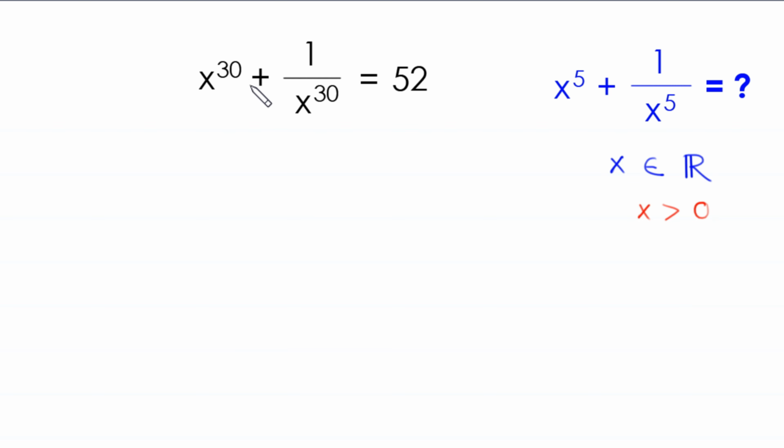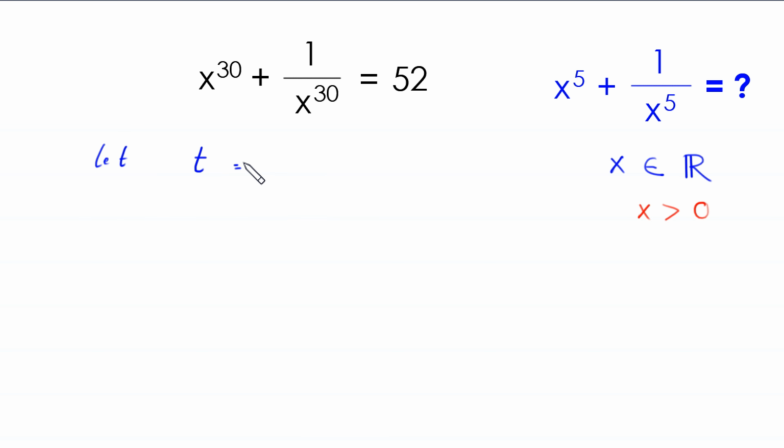x to the power 30 plus 1 over x to the power 30 is equal to 52. Our job is to find all possible values of x to the power 5 plus 1 over x to the power 5, such that x is a real number and x must be greater than 0. So let's start.